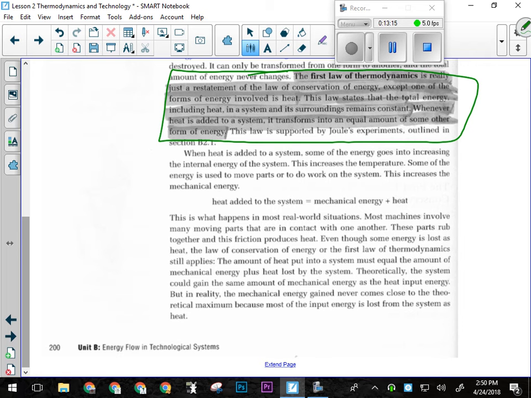So friction is a force that makes it look like energy doesn't get conserved because it steals energy away, and it results in that energy that I'm putting in being turned into less useful forms: heat, sound, and things like that.